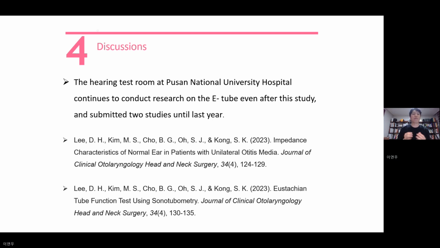Discussion. The hearing test room at PNUH continues to conduct research on the E-tube even after this study and has submitted 2 studies until last year. The first study showed that the characteristics of the normal ear in patients with unilateral otitis media are very similar to this study. Next, Eustachian tube function test using sonotubometry. This is so exciting.